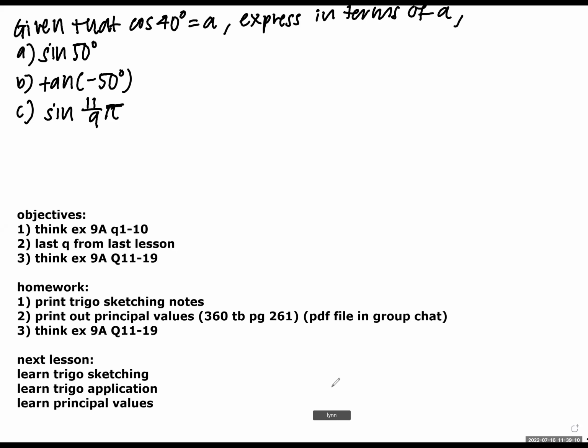Okay, so right now, let's go back to basic. Do you still remember what I taught you before? Whenever you see cos 40 is equal to A, what does A mean? What can I write A as? We just went through last week. What can I write A as?